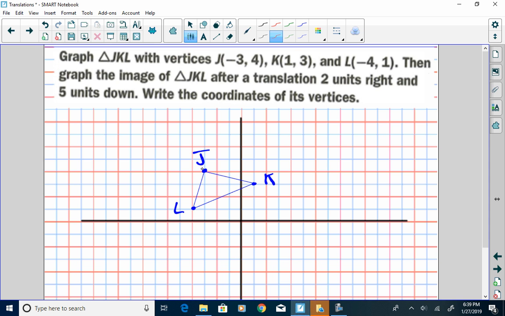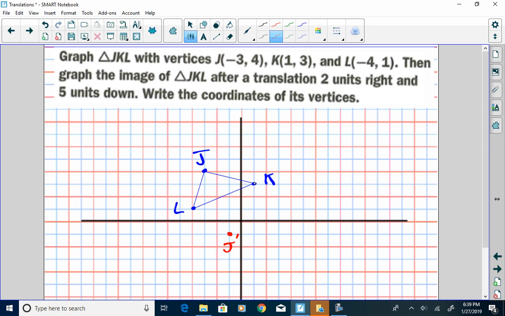Point J, we want to move 2 units right, so that's 1, 2, and 5 units down. 1, 2, 3, 4, 5. I'm going to put a point, and that's the location of J prime. That is the image of point J after a translation 2 right, 5 down.